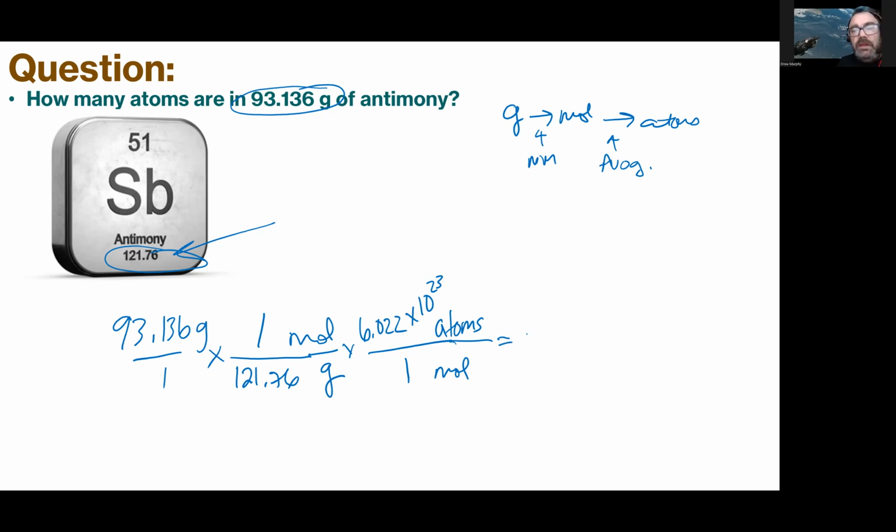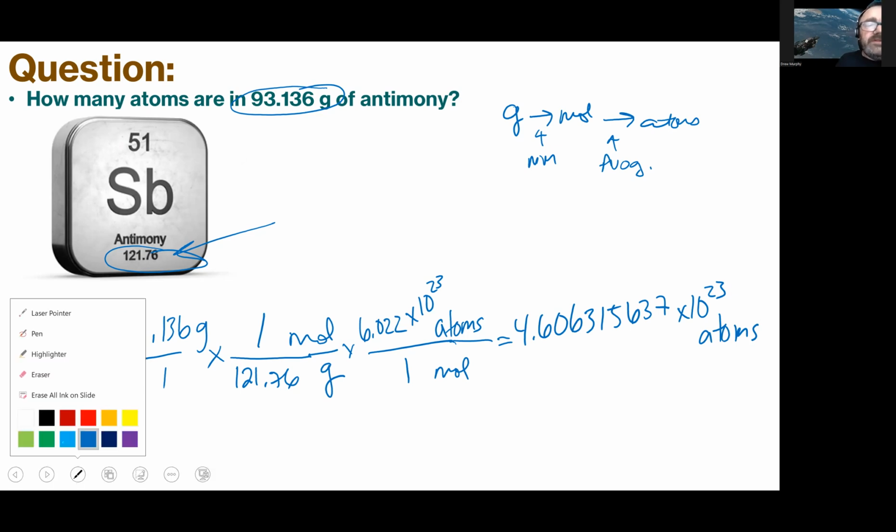All right, let's math this out. 93.136 times 6.022 E23. Remember, use the EE button for scientific notation, or you're going to get yourself screwed up. Then that answer is divided by 121.76. So what did I get? I got 4.606315637 times 10 to the 23rd atoms. We need units in here. Oh, crap. Atoms. All right.